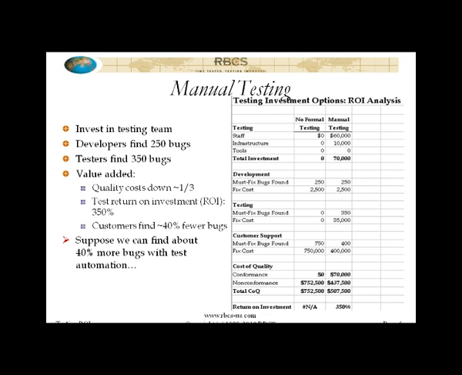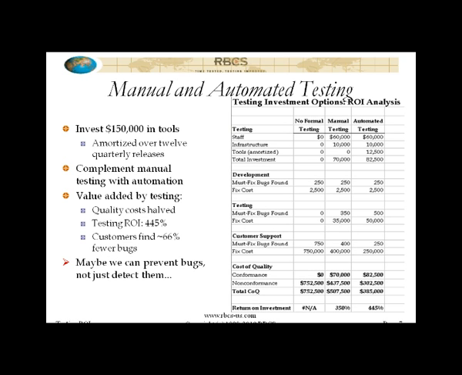Now, suppose that we introduce automation. So suppose we invest $150,000 in getting some tools set up. Now, this could be tool licenses, or it could include, we go get something like Selenium and do open source and hire some people to come in and work on building the infrastructure and so forth. So that could be the $150,000.